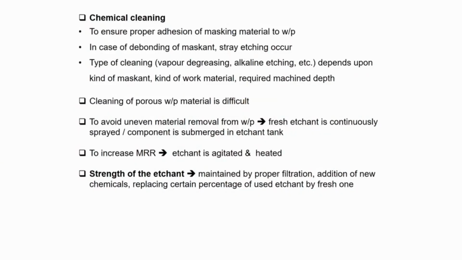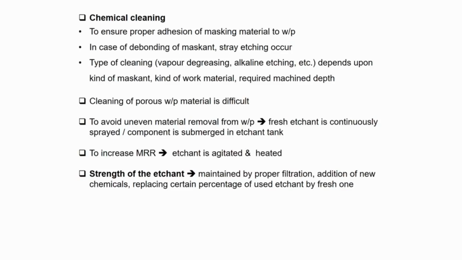In electrochemical machining, the chemical reaction products, the metallic hydroxide, do not dissolve into the electrolyte. But in the case of the chemical machining process, the reaction products dissolve into the etchant. That's why this etchant should be filtered properly before recirculation, by adding new chemicals or replacing a certain percentage of used etchant with fresh one.